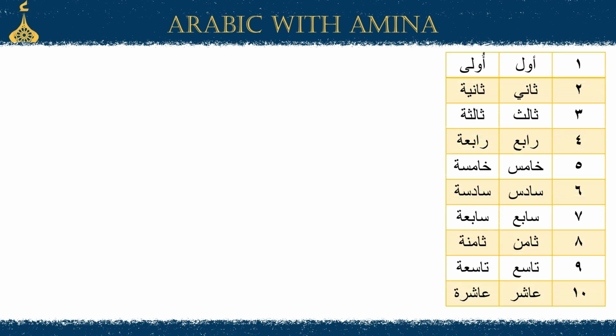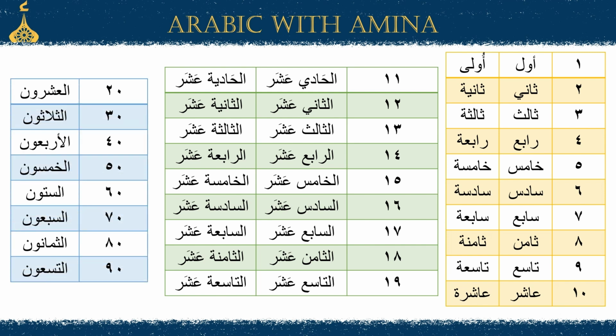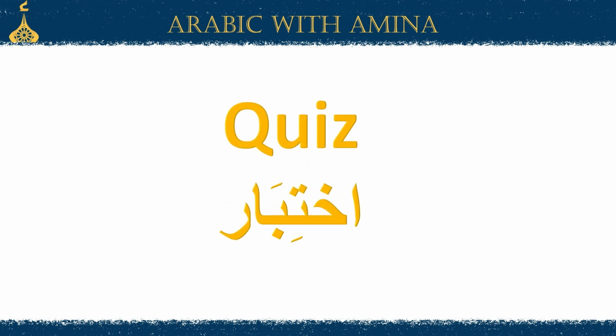So we covered how to say ordinal numbers from 1 through 10, both masculine and feminine forms. And we also covered how to say the teen numbers 11 through 19, again, both in the masculine form and in the feminine form. And also how to say numbers such as 20, 30, 40, 50, and so on. So taking all that we learned in this video and applying it to the test, we're going to have a small quiz.